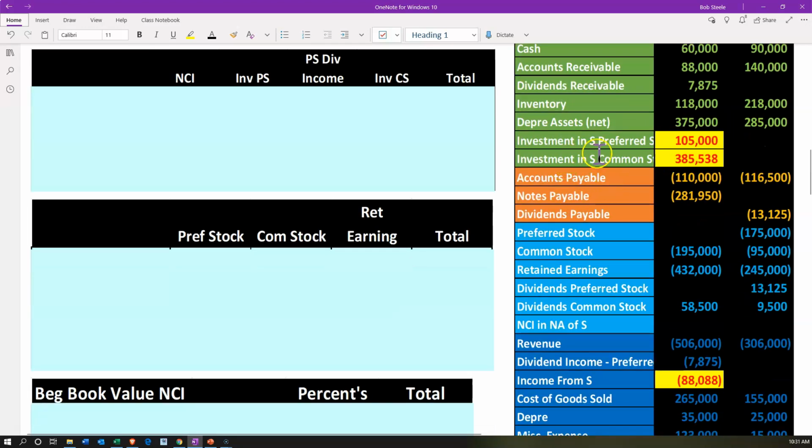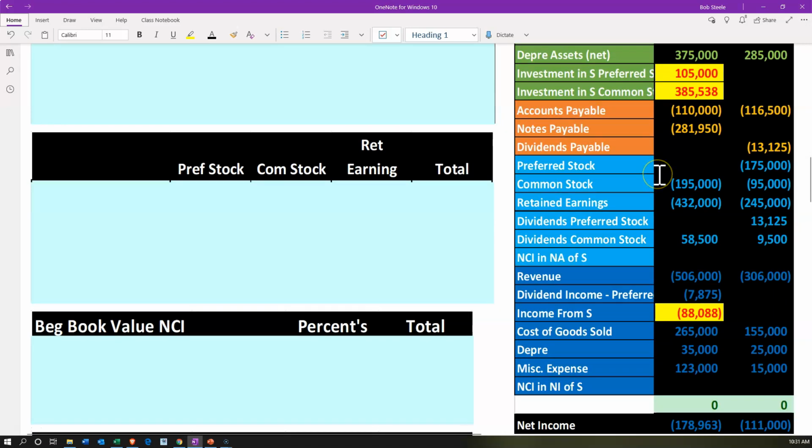Down here, we've got the investment in S preferred stock. That's going to be one of the new things that we're going to have in place, and we're going to have to eliminate that account within the consolidation journal entry process. And then we have the investment in common stock, which of course we're going to have to eliminate as well. If we go down to the equity section, we've got some new things here, which is going to be the preferred stock. So we're going to have to deal with the preferred stock in the equity section. Then we have the dividends on the preferred stock that we're going to have to be dealing with as well.